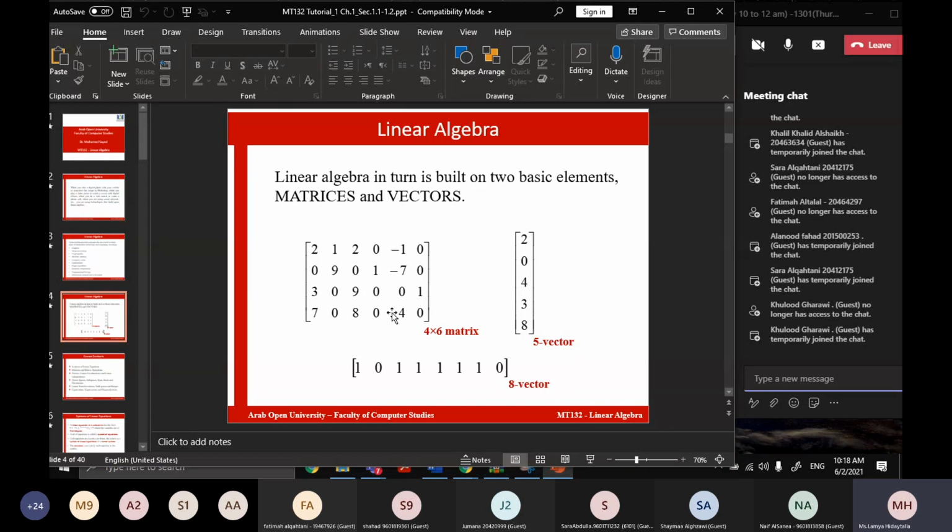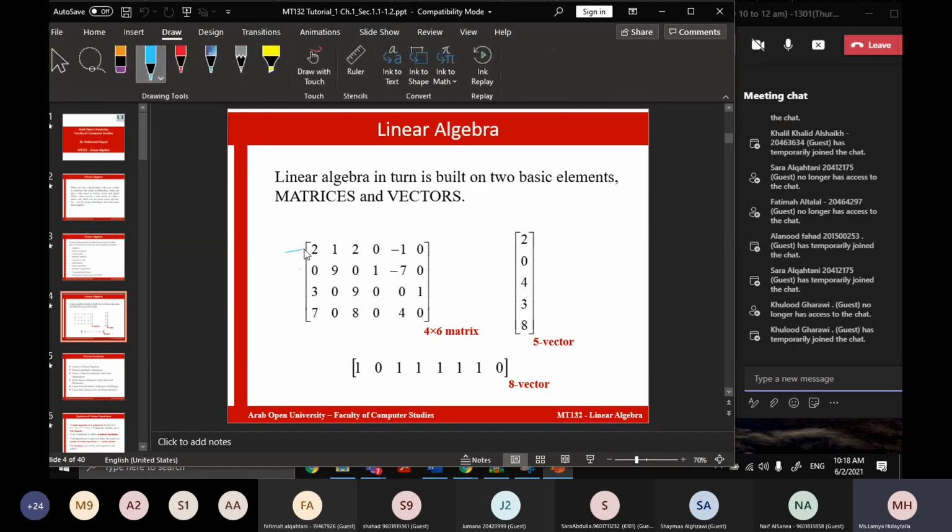What's the dimension of this matrix? Just count how many rows you have. You always start with the number of rows: 1, 2, 3, 4. We have 4 rows, so it will be 4. Then the number of columns: you count them and find that they are 6. So we write it like that, 4 times 6. This we call the dimension of the matrix, or the size of the matrix.